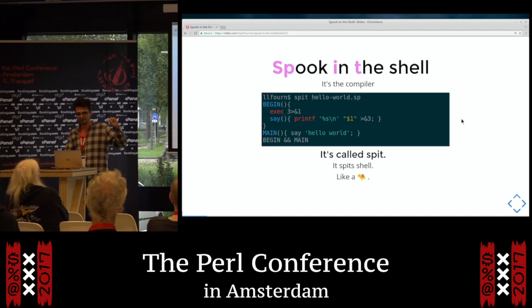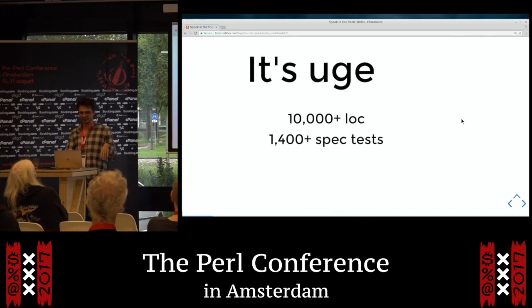Spit is the compiler, which is just taking the letters out of that and making an acronym. It spits out shell. It's like a camel, so it has that Perl link there. Camels spit a lot. And it means that I can call the specification suite spit roast. So those are the puns I have.